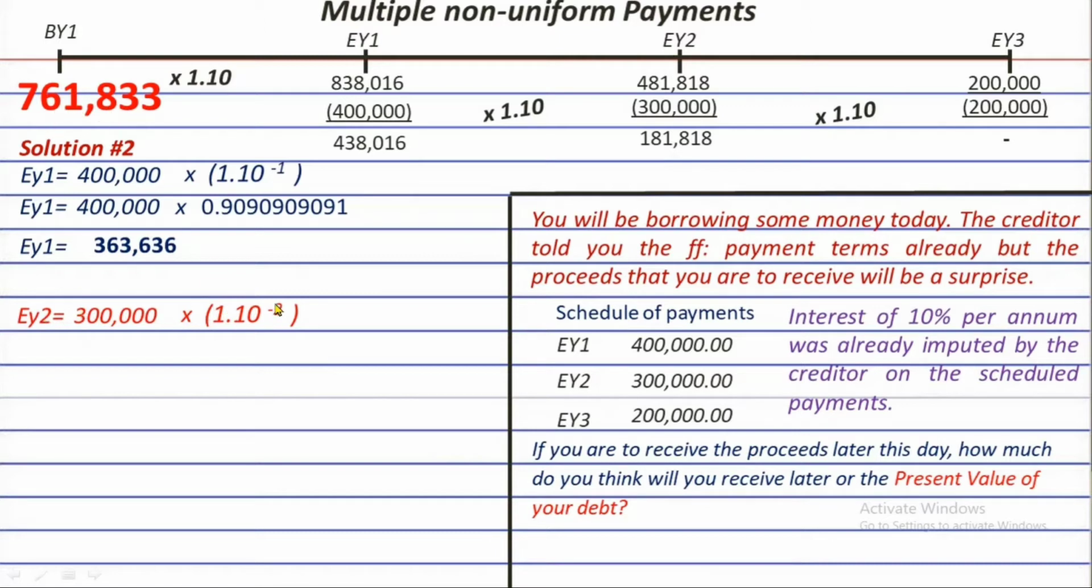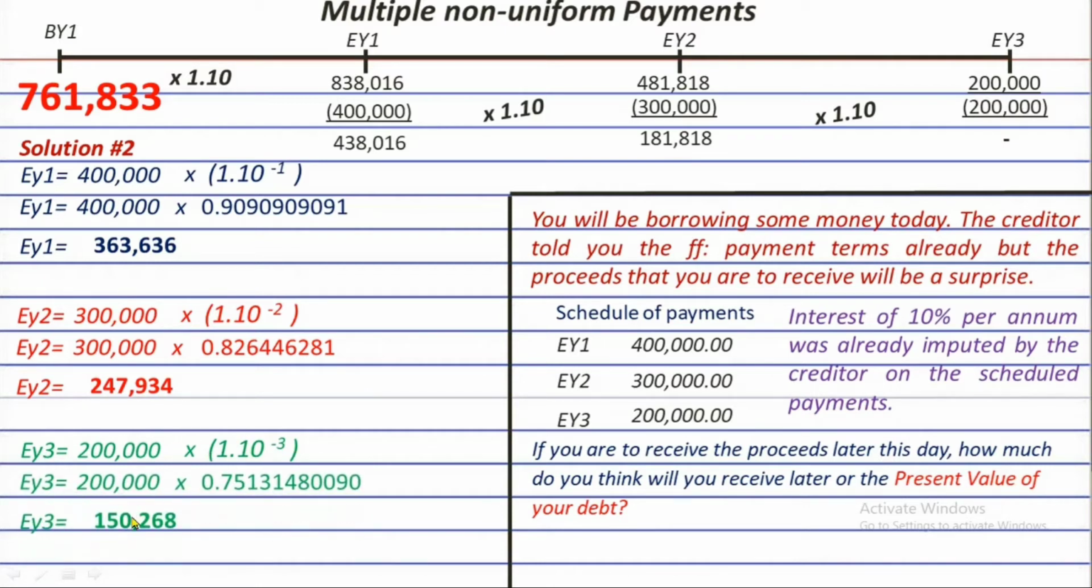And if we calculate this, we're going to get 247,934. And of course, moving forward, we have the last payment of 200,000, which should be multiplied by 1.10 raised to the power of negative 3. Okay? And if we do that, we will get 150,268.